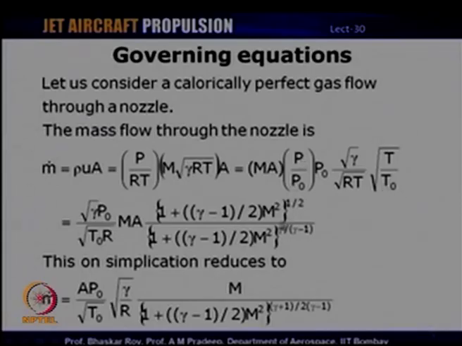Similarly, pressure we have expressed in terms of Mach number. We have 1 plus gamma minus 1 by 2 M square raised to gamma by gamma minus 1. This we can again simplify. After we simplify it, we get an expression: mass flow rate is equal to area times stagnation pressure divided by square root of stagnation temperature, square root of gamma by R, which are properties of the gas, multiplied by Mach number M divided by 1 plus gamma minus 1 by 2 M square, the whole raised to gamma plus 1 divided by 2 into gamma minus 1. So, this is a simple expression which relates mass flow rate and some of the other parameters which are involved.